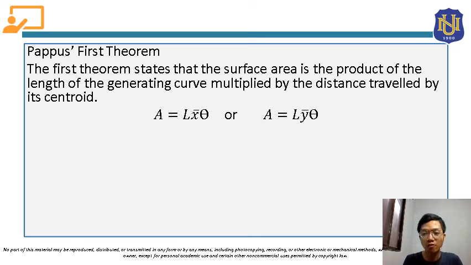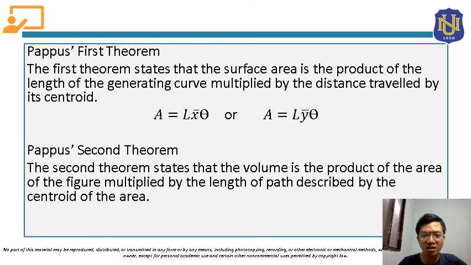Okay, so take note of that. Now, for the Pappus second theorem, it states that the volume is the product of the area of the figure multiplied by the length of path described by the centroid of the area. So this will be the formula for the second theorem of Pappus. So this will be for volume.